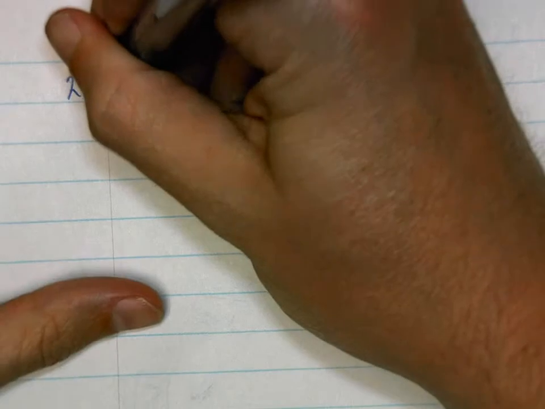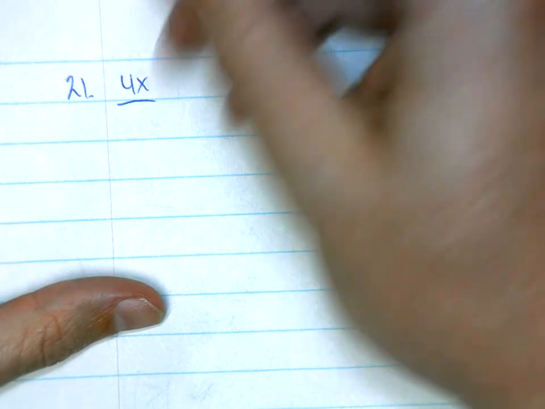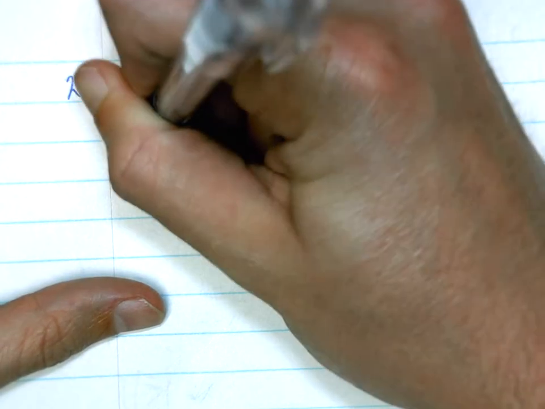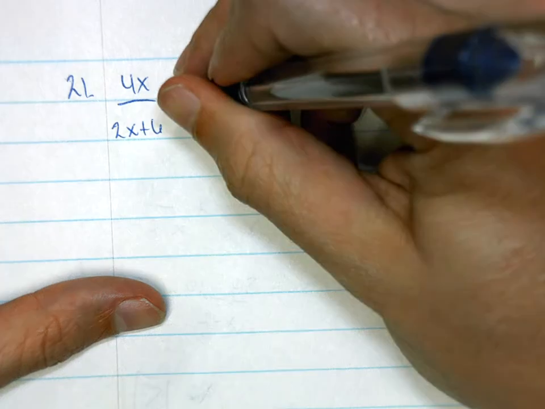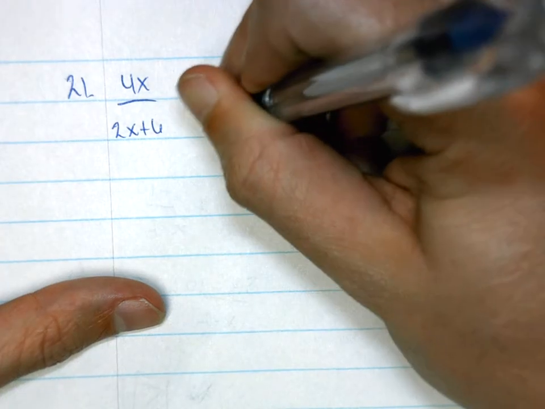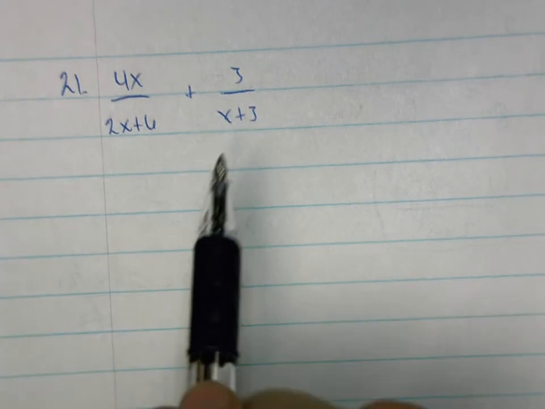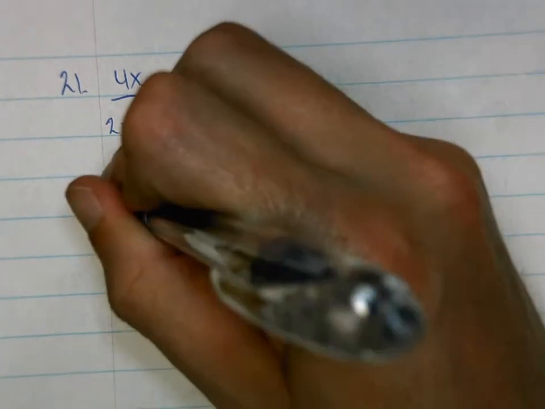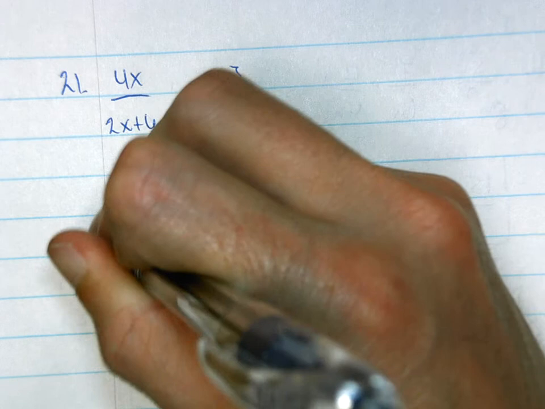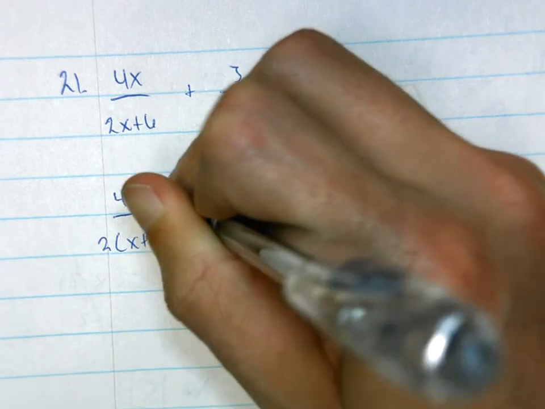21. 4x over 2x plus 6, plus 3 over x plus 3. First things first, let's factor this guy. If we factor him, we get 4x over 2 times parentheses x plus 3, over x plus 3.